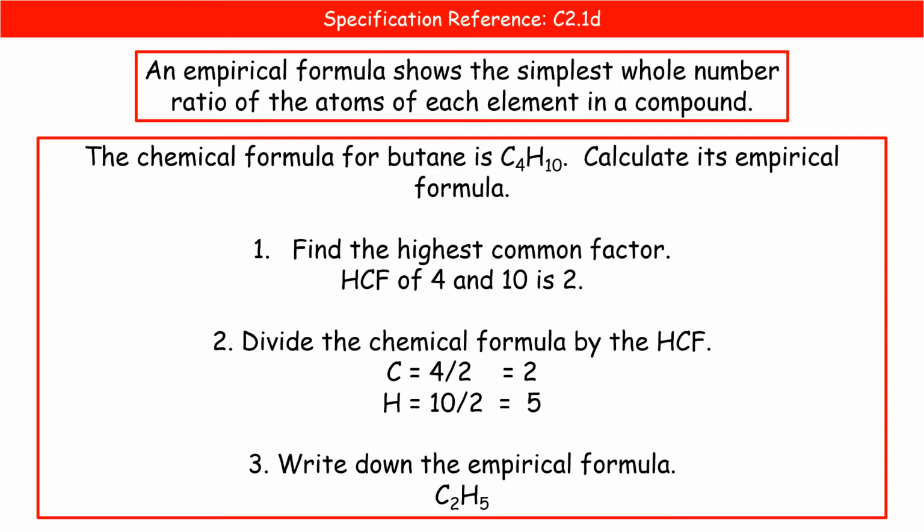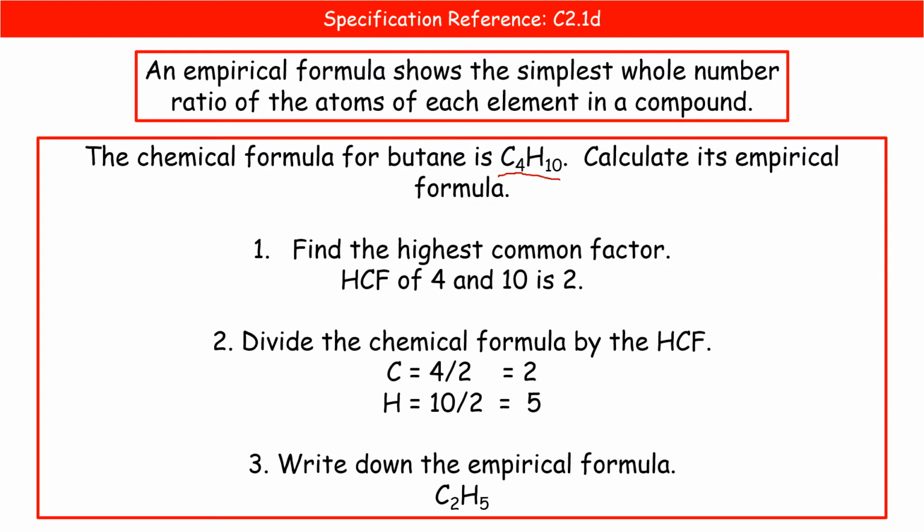Now, empirical formula, quite simply, is just the simplest whole number ratio of atoms of each element that we find in a compound. So what you'll find is when we're given a chemical formula, and the example we've got on the screen is butane, C4H10, then this is not the simplest ratio of carbons to hydrogens.